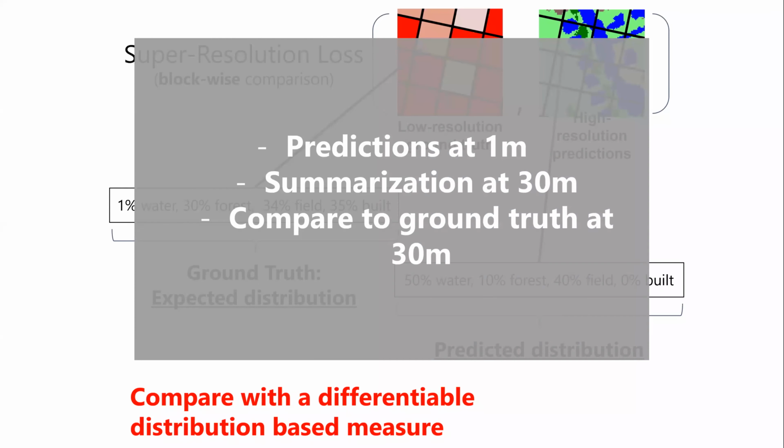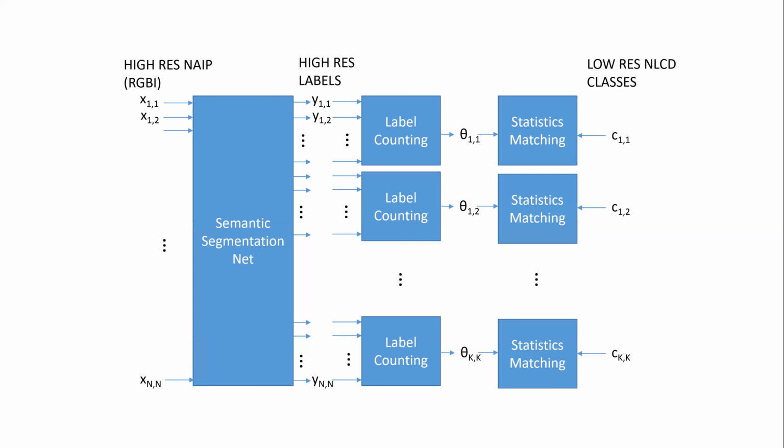If you want a block diagram of this, the idea is that you have your semantic segmentation network, whatever it is, it makes high resolution labels Y, but then in each 30 by 30 block, you do label counting, you get some statistics, the mean and variance of the counts, and then you match it with what you expect from the NLCD labels over there, and that is a KL distance, and so it's differentiable, and you can then backpropagate to the whole network and train it without ever looking at any high resolution labels.